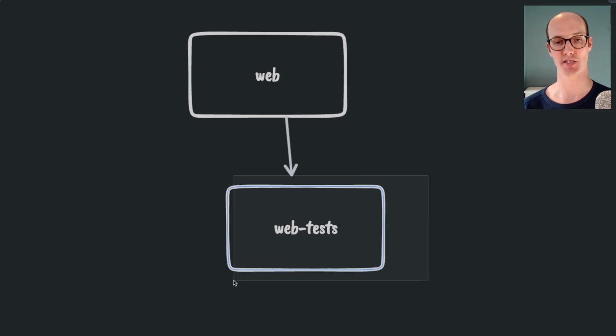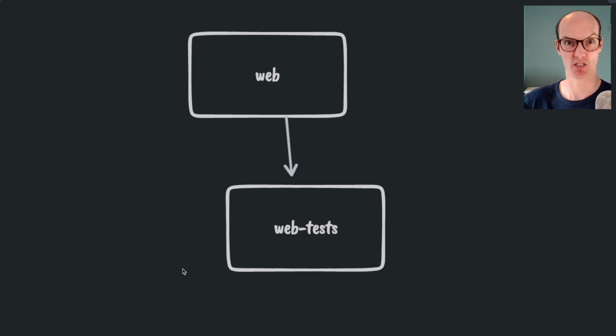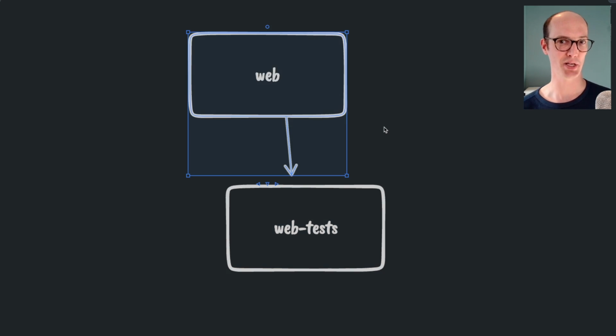Now, the reason I've got this in separate packages is because if I make a change to web, then it makes sense that web tests will also need to change, right? It will also need to rerun the test because the source code itself has changed. But if I just make a commit that changes the tests, then I don't actually want to rebuild my app again because nothing has changed in there.